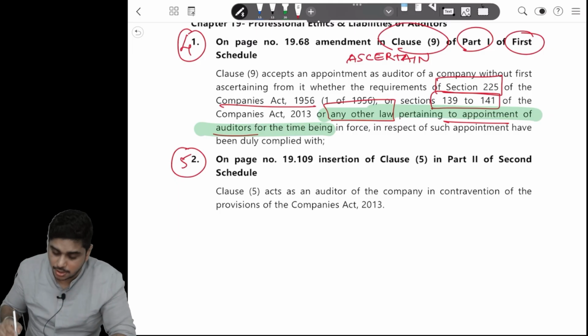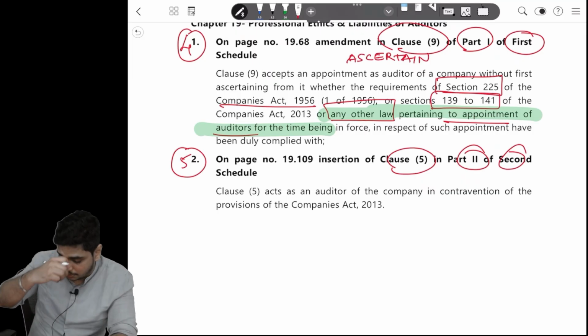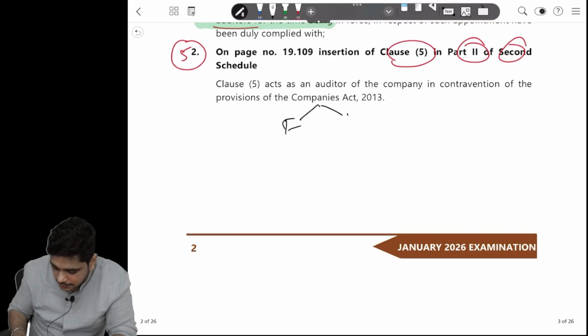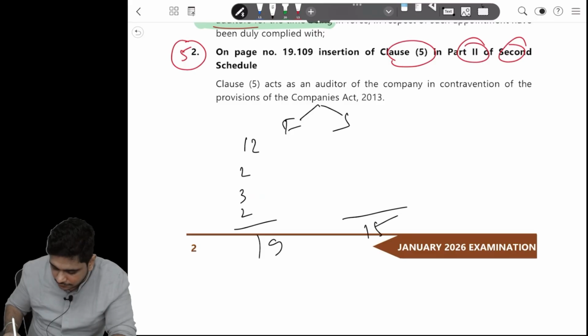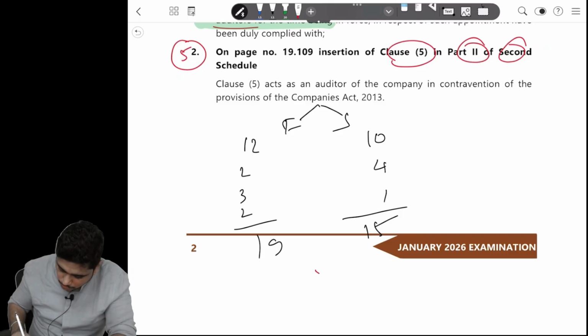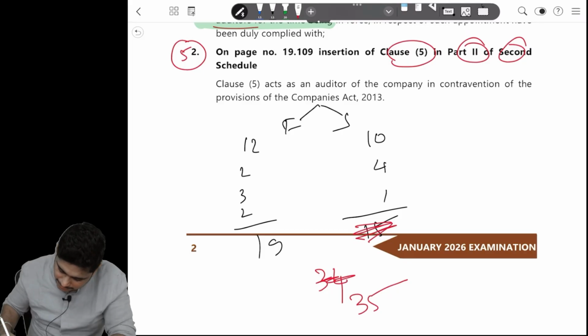Fifth change. A new clause has come: Clause number 5, Part 2, Second Schedule. Now, if you remember, we used to do it like this. Two schedules, First and Second: 1, 2, 3, 2 up, 2 down, total 19. Balancing was 15. We should say 10, 4, 1. Correct? Now it has changed, and the total was 34. This has changed. Now it has become 35. This has become 16. This has become 5.